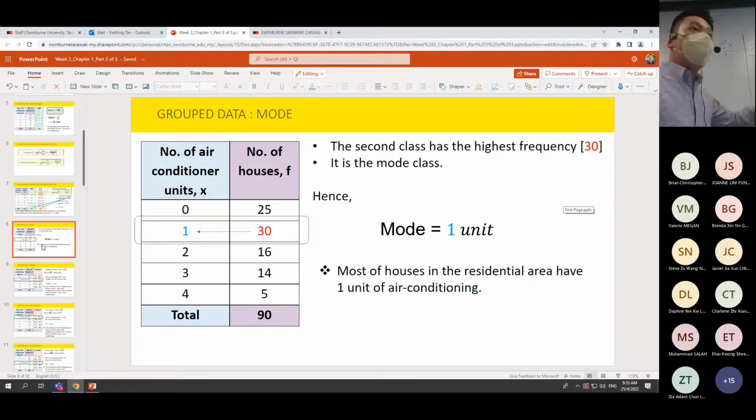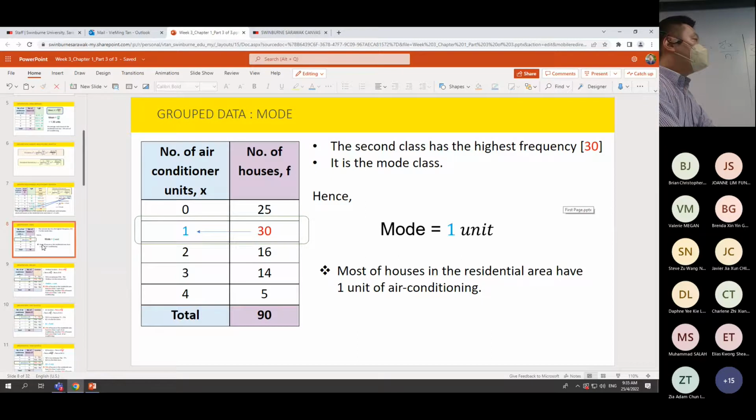So we go back to the original table we have. This is a frequency table that we have. How to calculate the mod value for group data? Okay. How to calculate the mod value for group data? We know that mod means the most frequent occurring number, right?